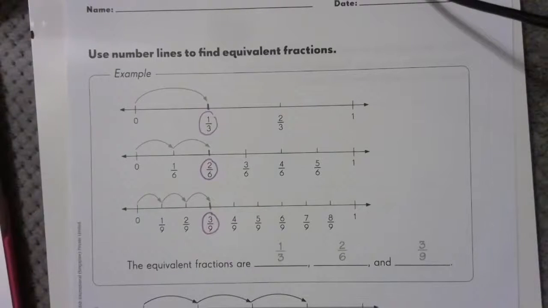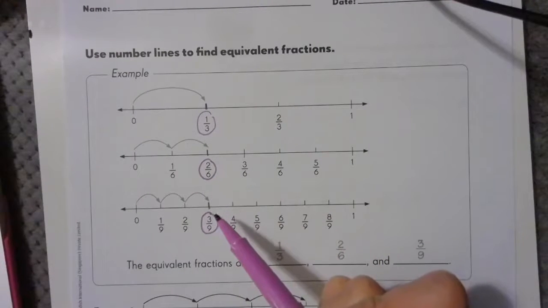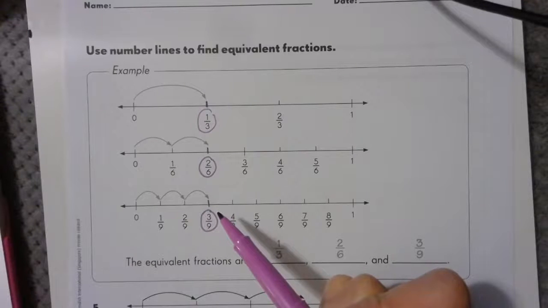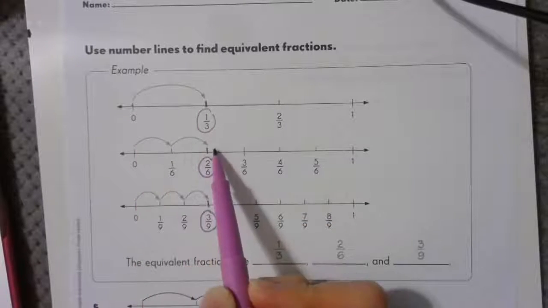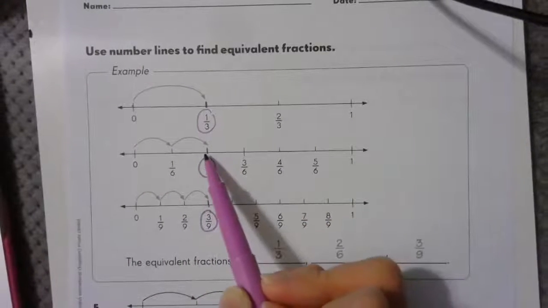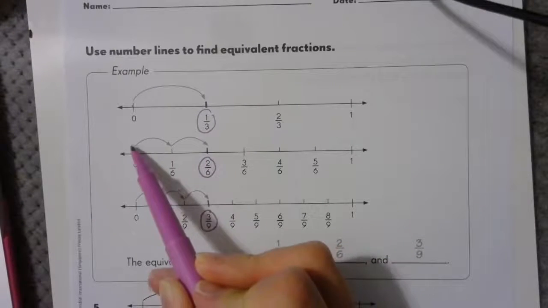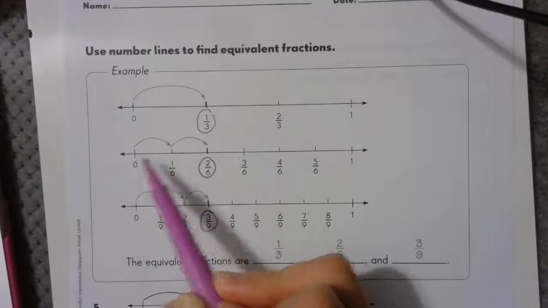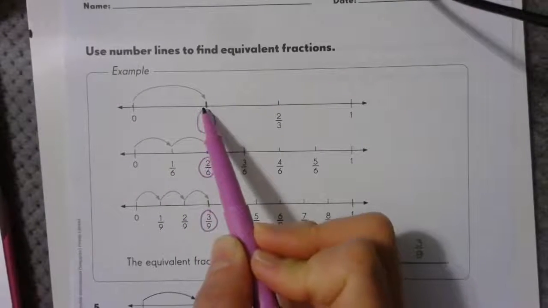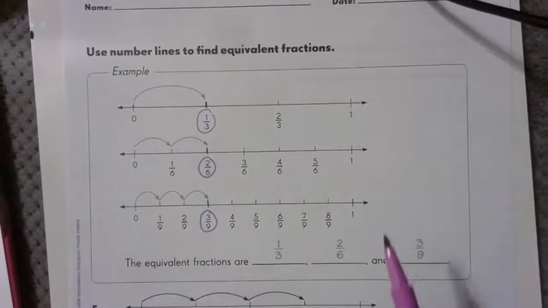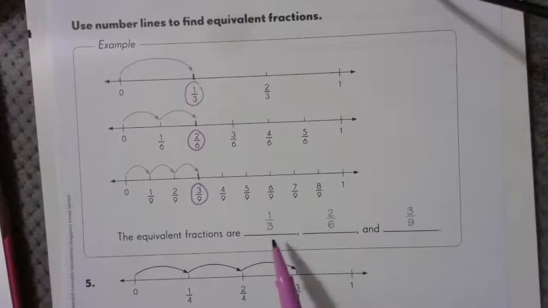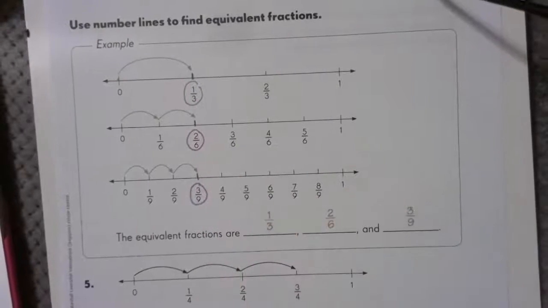And I apologize, boys and girls, that it's a little bit blurry. Let me fix that. Okay. So all three of these fractions are equivalent because they are the same distance from 0 on the number line. They take up the same amount of space. Now, yes, in order to get to 2/6, you have to jump twice because 2/6 is equivalent to 1/3. You only have to jump once, but they are the same amount of space from 0. So all three of these fractions are equivalent: 1/3 and 2/6 and 3/9.